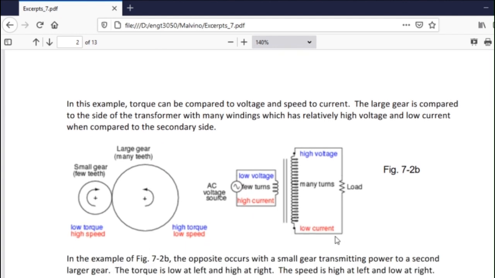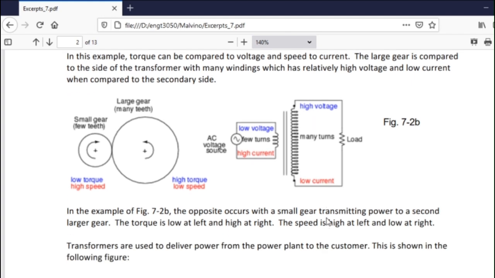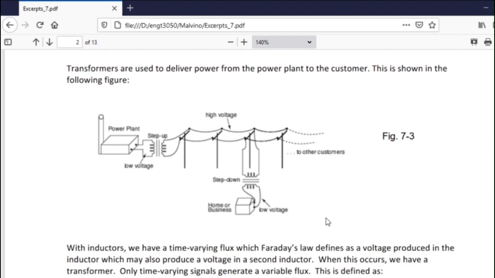Here would be a small number of turns on the primary and a high number of turns on the secondary, little to big, so low voltage to high voltage, high current to low current. So there's a balancing act. There's a low and a high on each side, and the voltage goes with the turns ratio, current goes against the turns ratio. Here is an example of why we would use transformers.